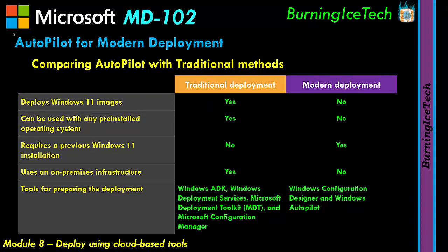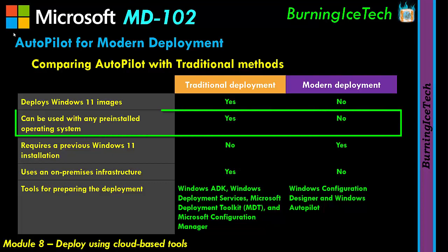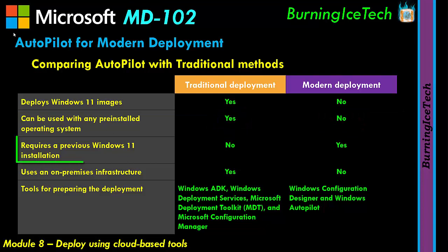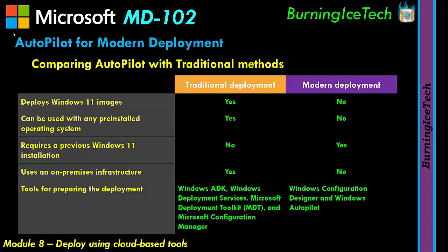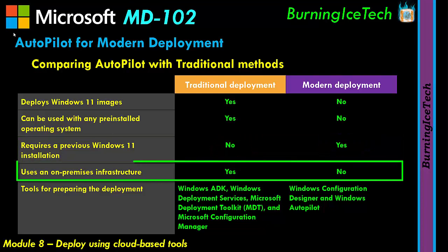Comparing Autopilot further, can it be used with any pre-installed operating system? Traditional deployment tools, yes. Autopilot specifically in the modern deployment package, no. Once again, going down the list, requires a previous version of Windows 11 to be installed. Traditional tools don't require that. Unfortunately, Autopilot does require that, because it's going to take that existing version of Windows 11 that's now installed, or 10 for that matter. The course is based on Windows 11, but it can actually work on Windows 10 as well. So it does require an existing operating system to be pre-installed, and it's going to alter said existing operating system.